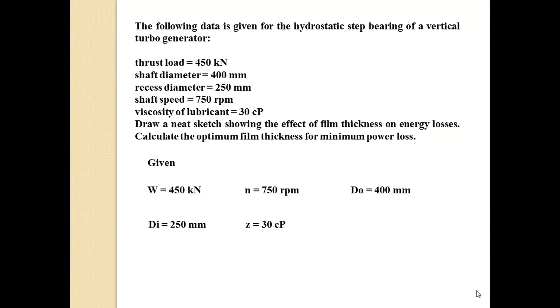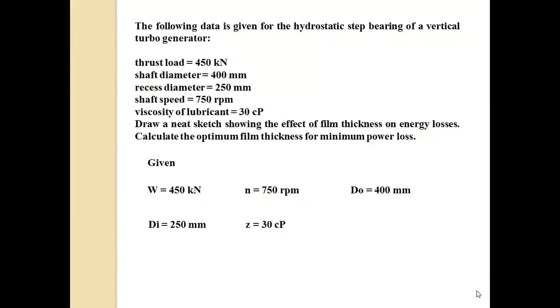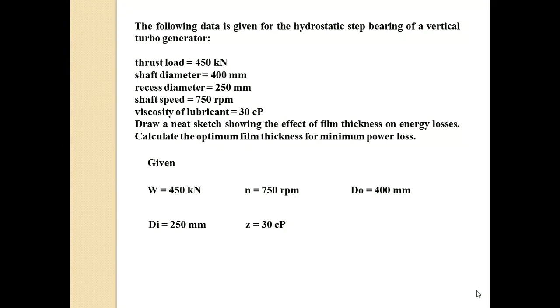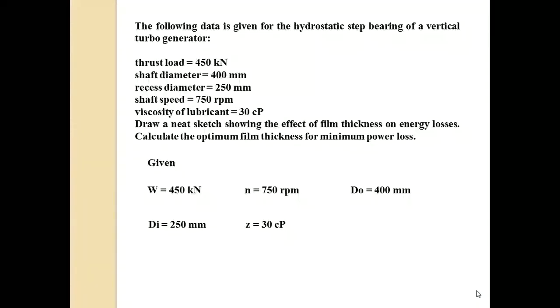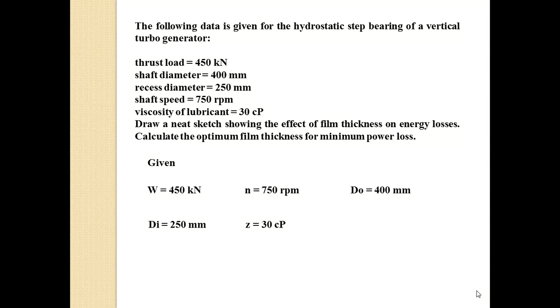Z is the viscosity of the lubricant, which is 30 centipoise. So this is the given data. What do we have to find out here? The film thickness, H naught. While finding H naught, first we have to find the unit bearing pressure. Afterwards, we have to find the flow of the lubricant, that is Q. Then we have to find another quantity, that is the losses.